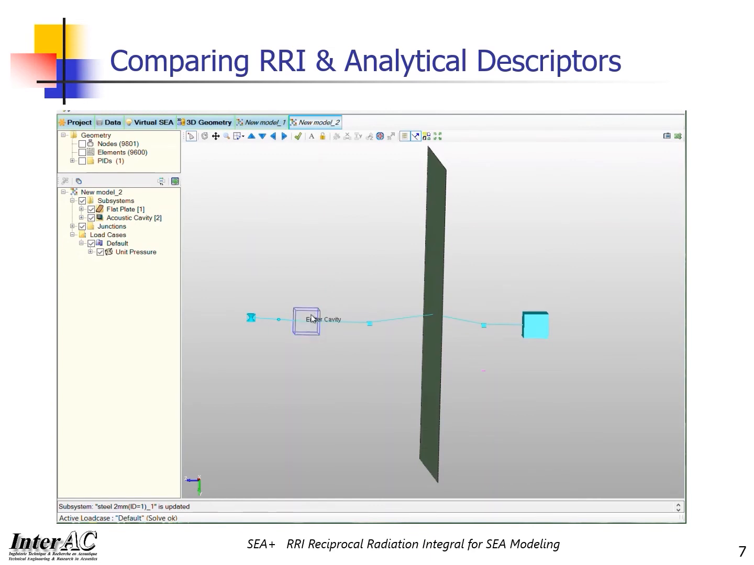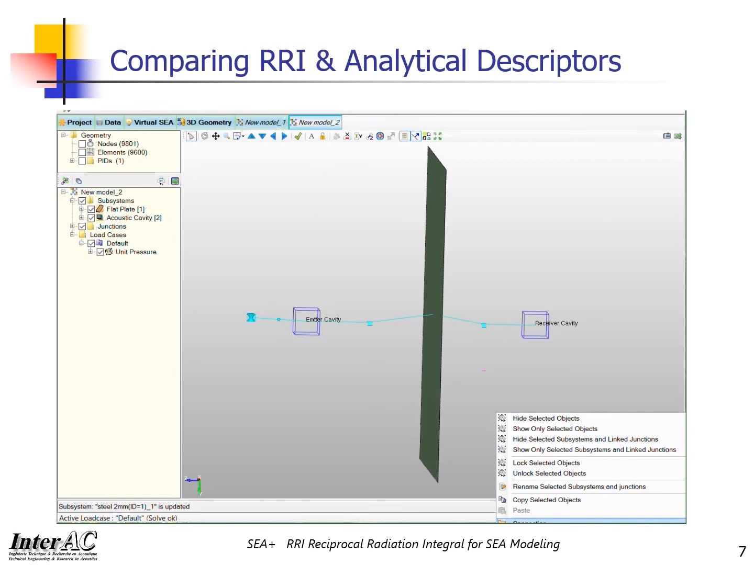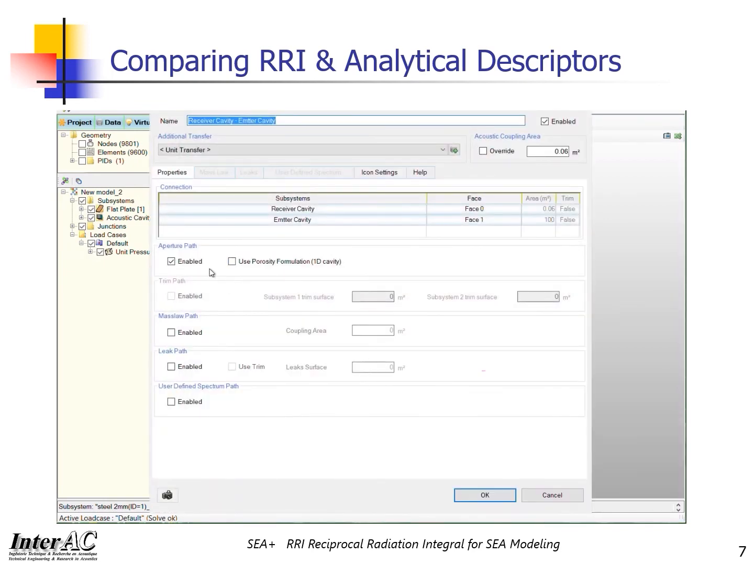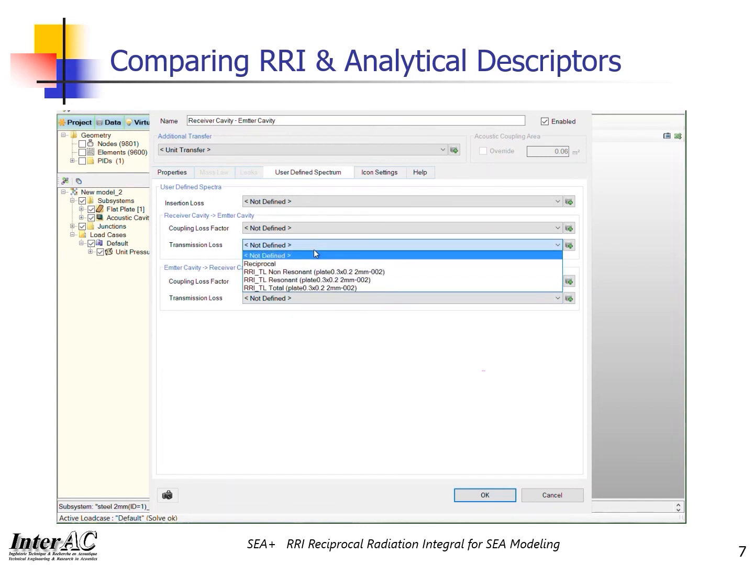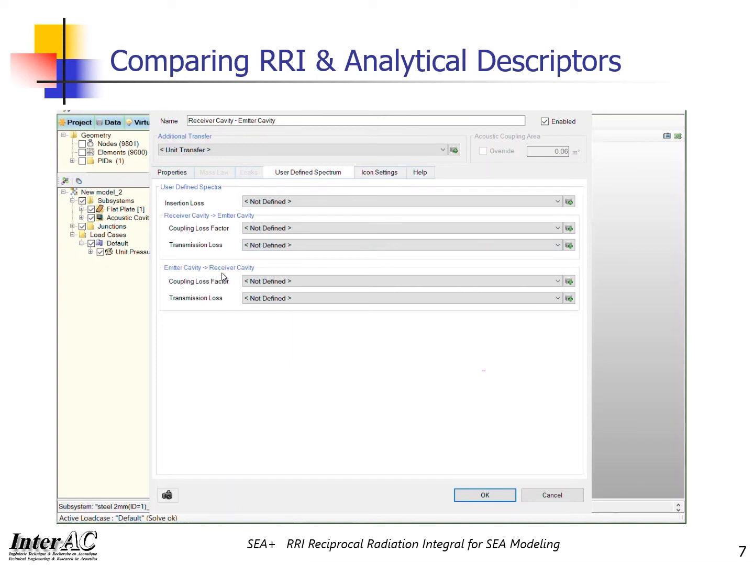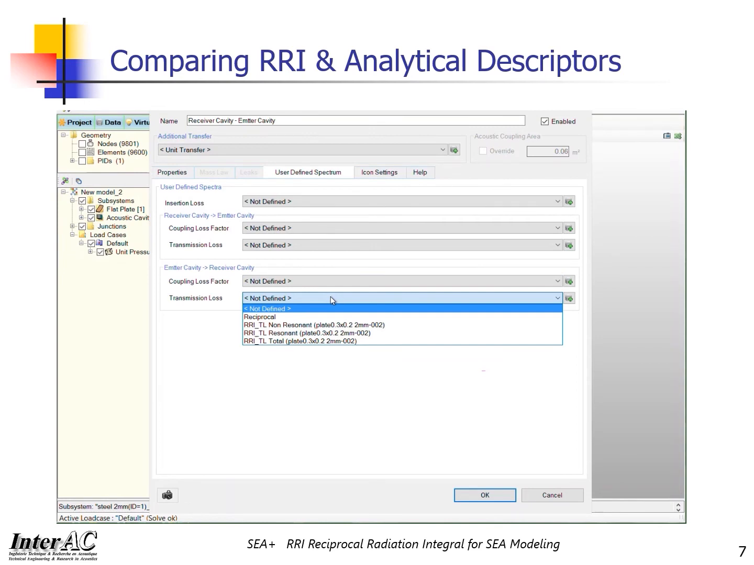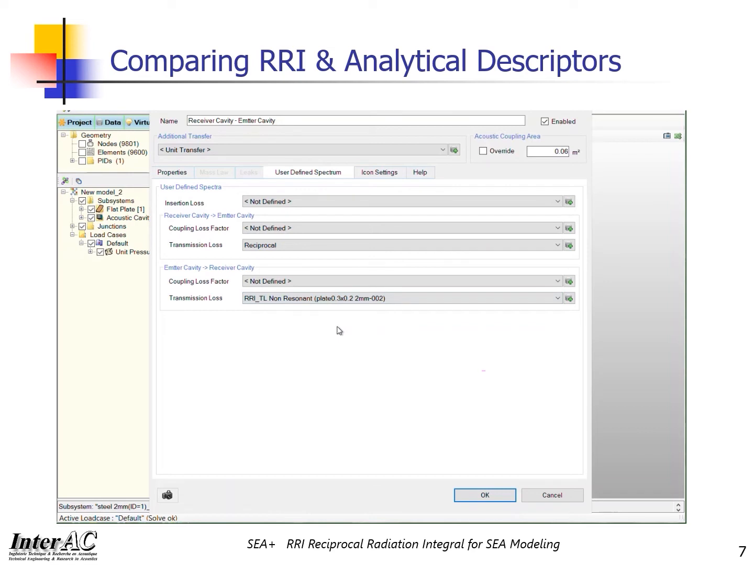And replace it by a direct connection between the two cavities. So in that case, I will import a user-defined transmission coefficient in the junction. So the junction is emitter cavity to receiver cavity. That is the transmission loss, but in that case it is reciprocal, and we use non-resonant transmission. So it's a bit like the mass law, but computed differently.